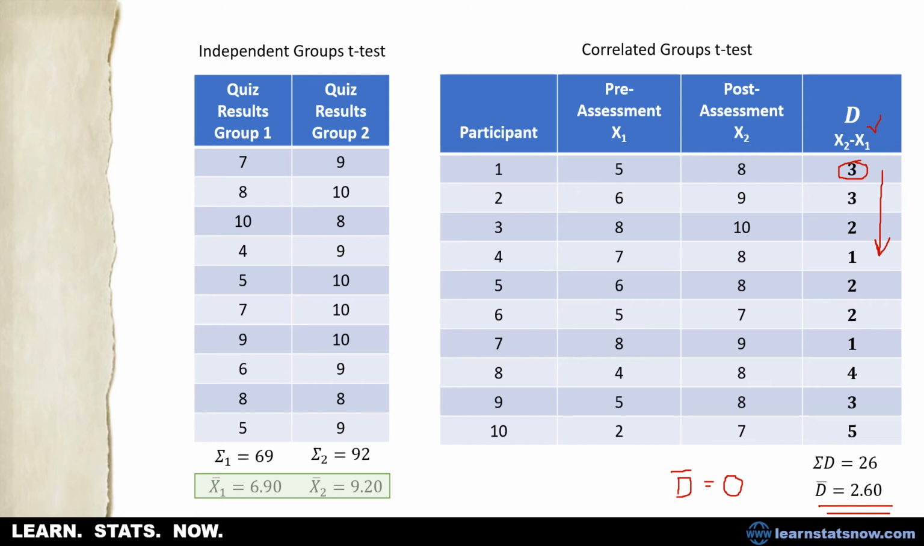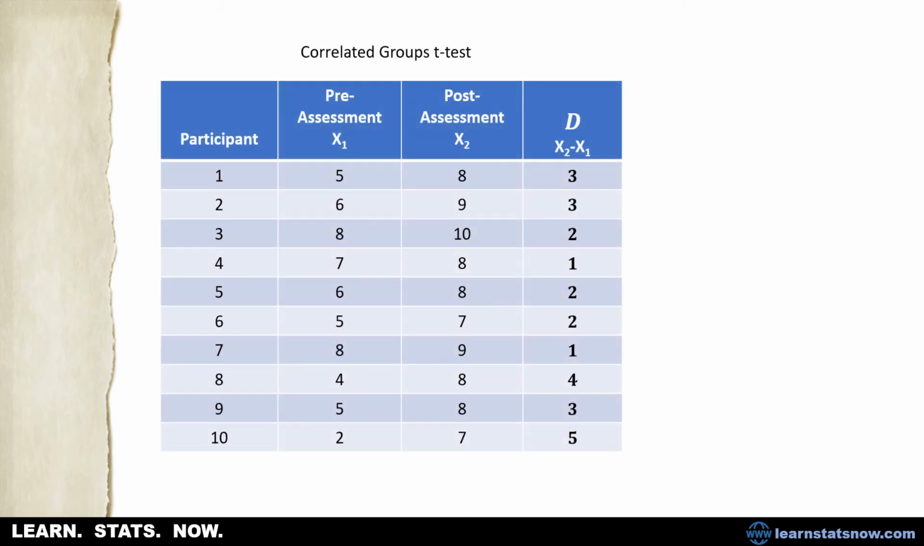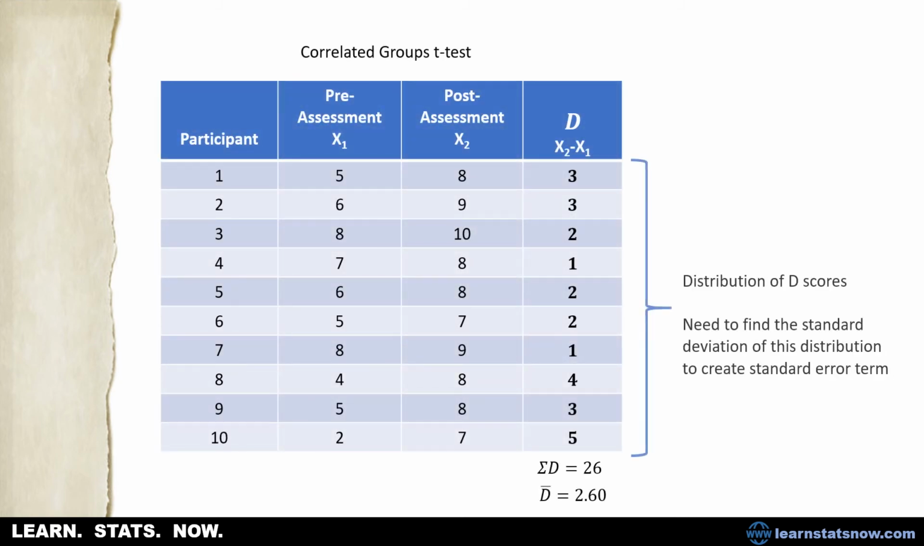Now the question is, in this example, is a mean D of 2.60 greater than 0 to a degree that we would expect more than could be accounted for by sampling error, okay? So again, we're going to need some measure of sampling error. And to get that measure of sampling error, we're going to look at the standard deviation of that D distribution. And then we're going to use that standard deviation to compute the standard error for the correlated groups t-test.